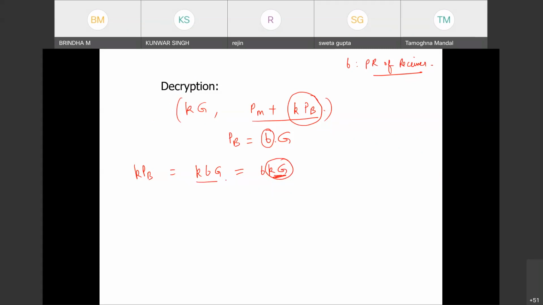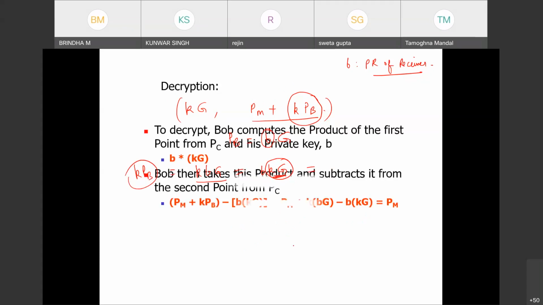But now he has to get this value. How does he get it? He takes KZ from the first part, and he knows B, and this will give him this value. Subtract it from the second part of the ciphertext, and he will get the message. Okay, this is the case. In ElGamal also, study ElGamal also, the same idea is used here.